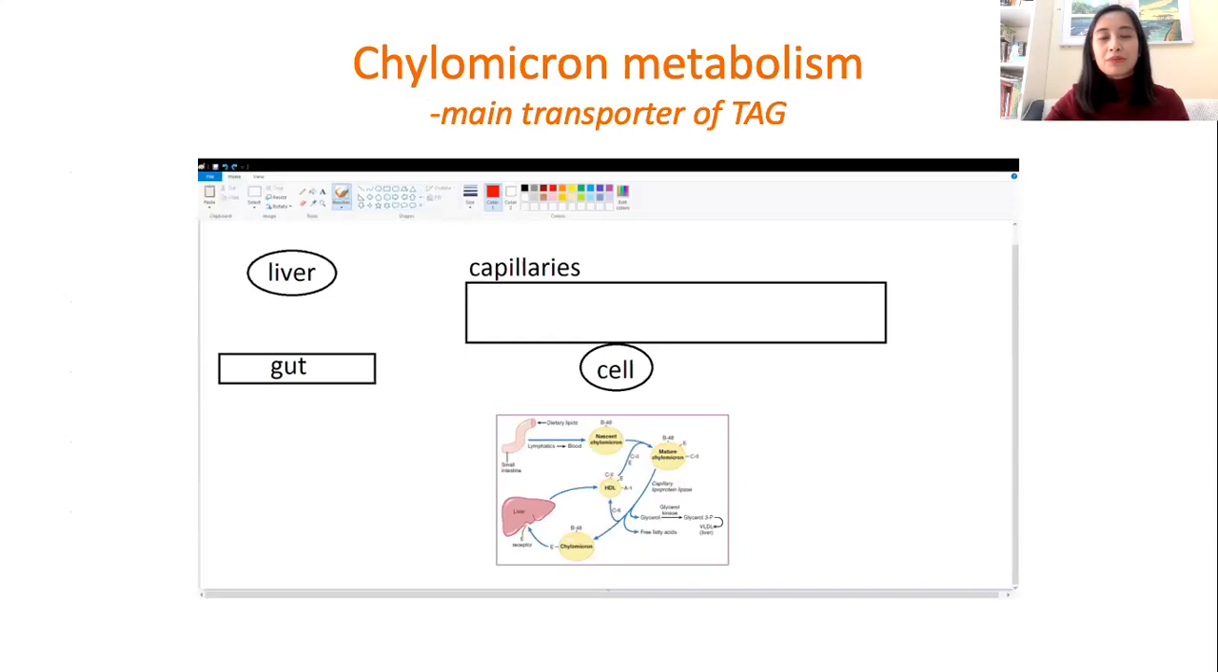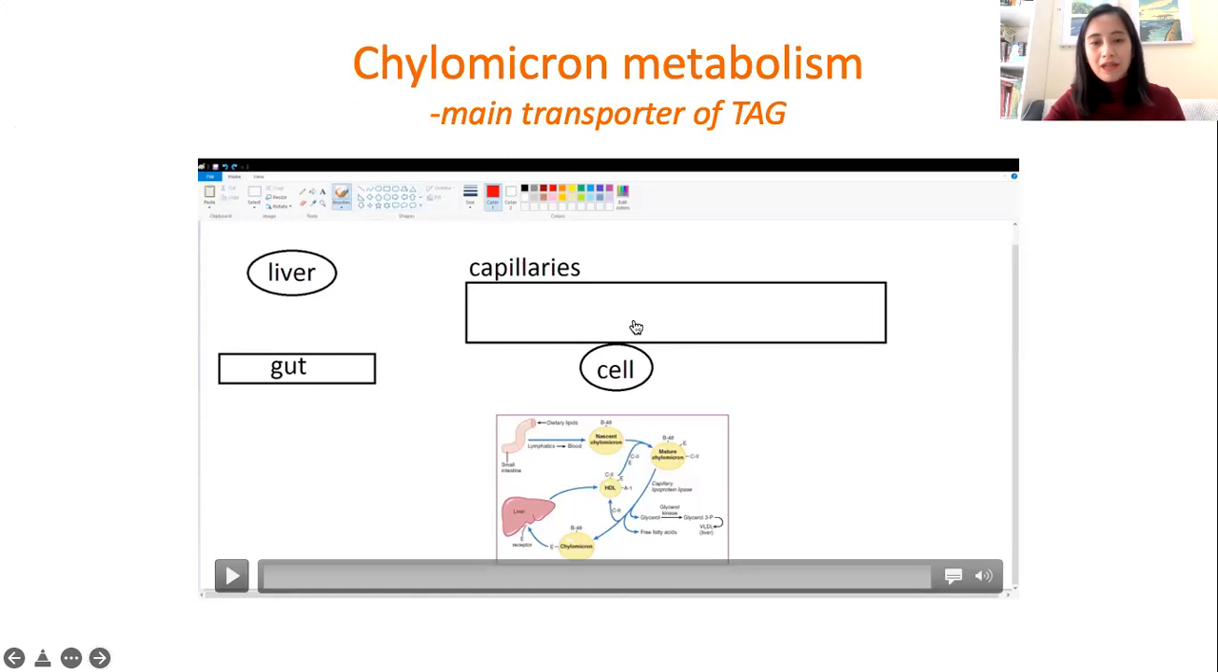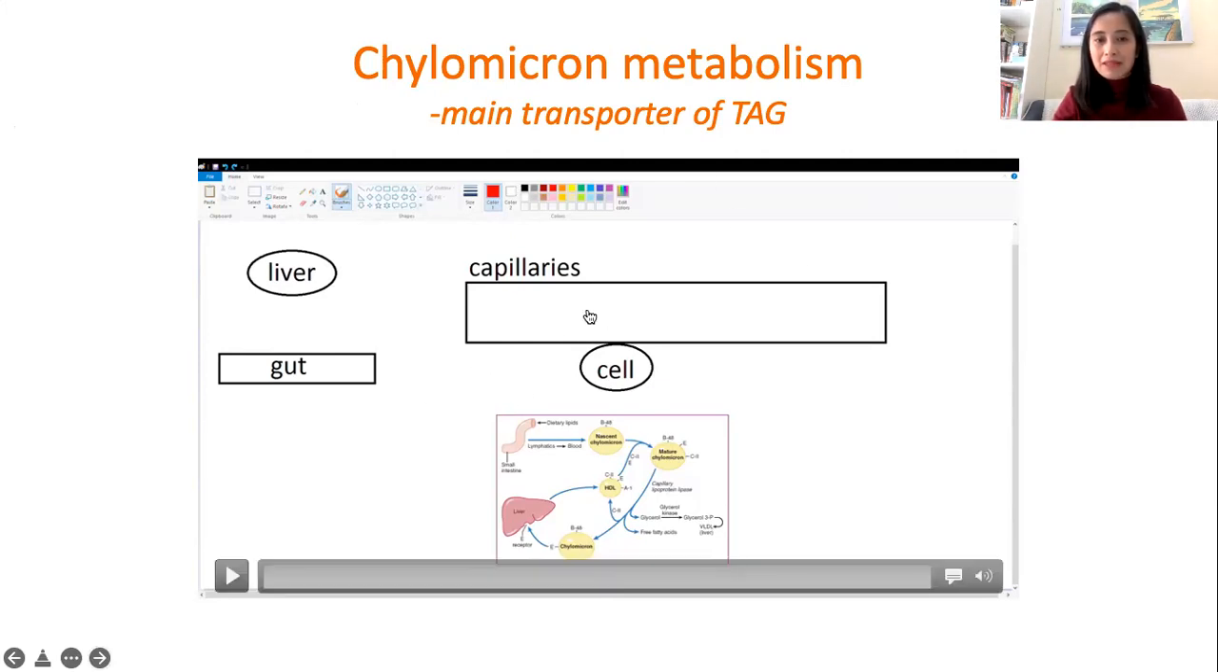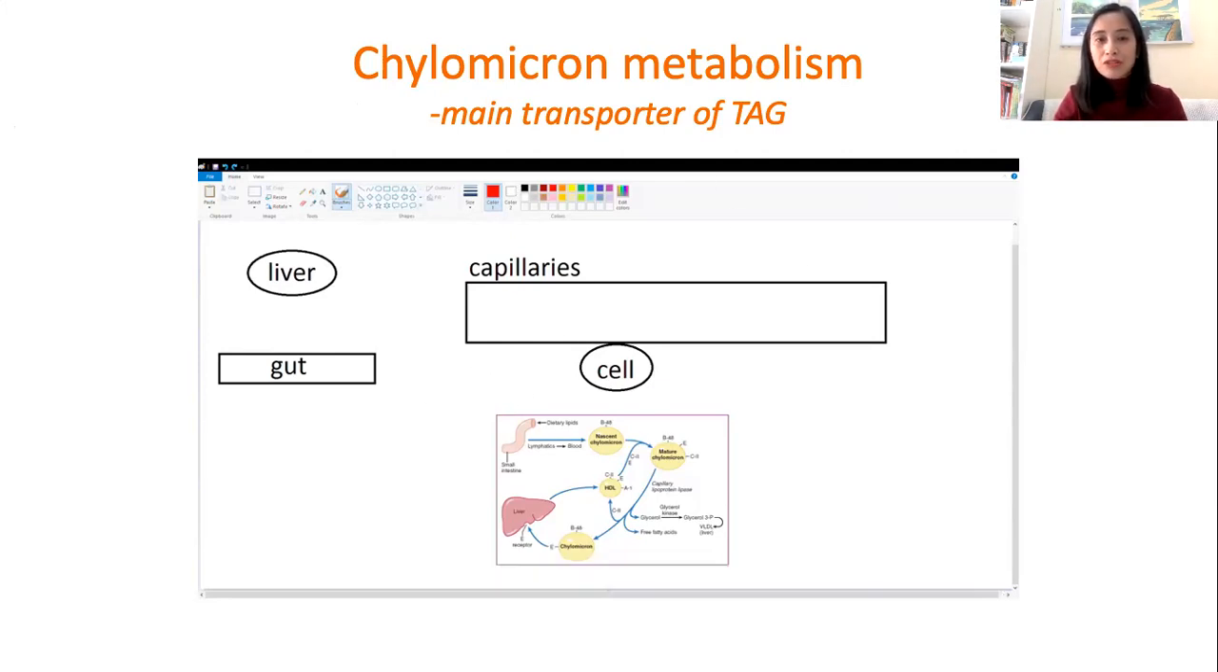The chylomicron is the main transporter of triacylglycerides across the different body fluids, from your gut to your liver to your capillaries. I will attach the link to a video that explains the physiology and biochemistry of chylomicron metabolism, so you can watch it on your own. I'll attach the link on our Canvas module.